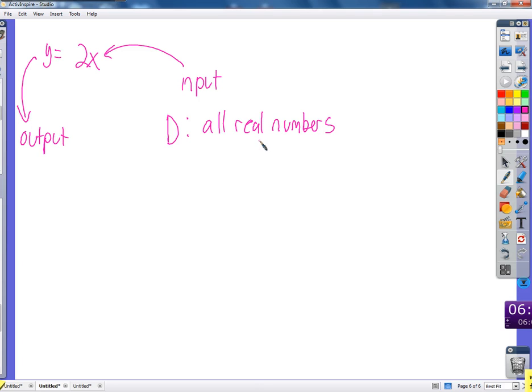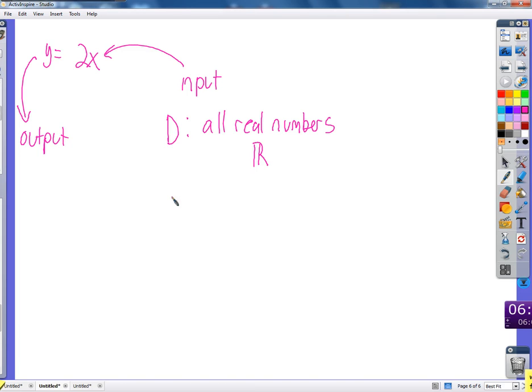Now, this is the same as writing this, an R with 2 vertical bars. Mathematicians love shorthand. They just make stuff up. All the real numbers. That's what that letter represents when it's written that way.